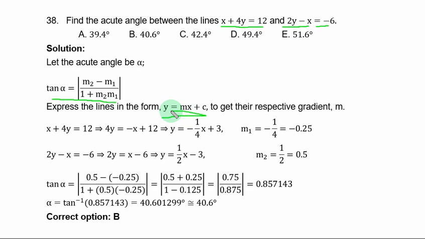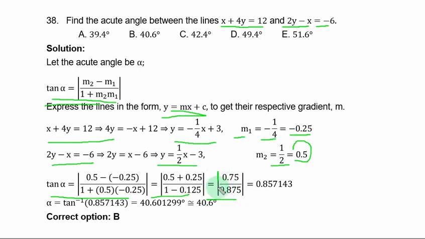in both lines. Line 1 simplifies to this, and by that the gradient m1 is minus 1 over 4, and that is minus 0.25. The second line simplifies to this, and the gradient m2 is 1 over 2, and that is 0.5. You go back to the formula, you replace m2 and m1 with what they stand for. That simplifies to this and this.